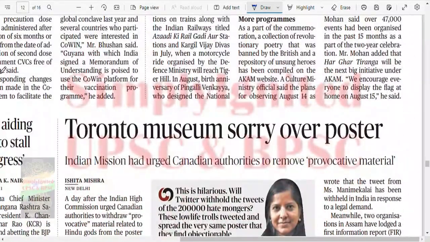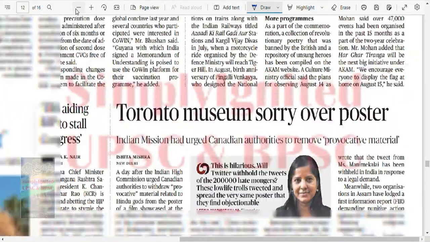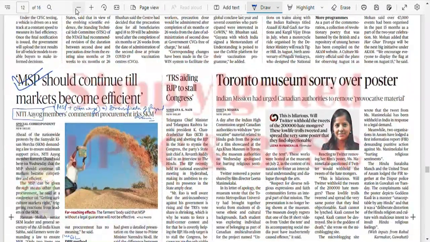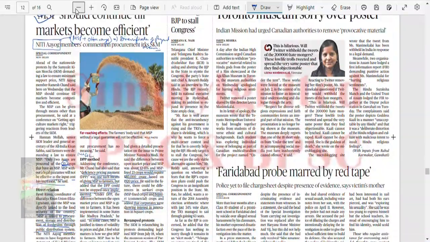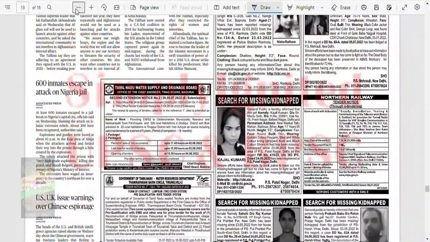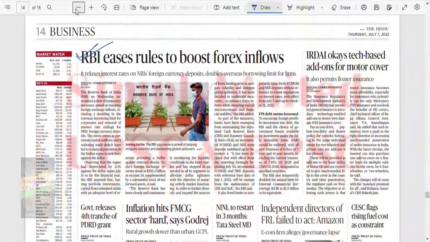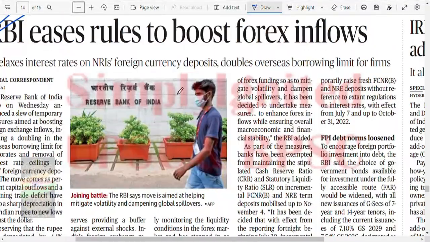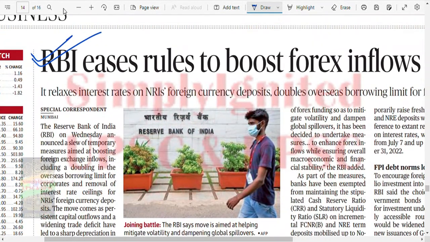But let's see how it unfolds. Within 2-3 days it will unfold. Okay, there is nothing here. Yes, there is this news: RBI eases rules to boost forex inflows. Why is it boosting forex inflows? To arrest the falling rupee, plus rising inflation.